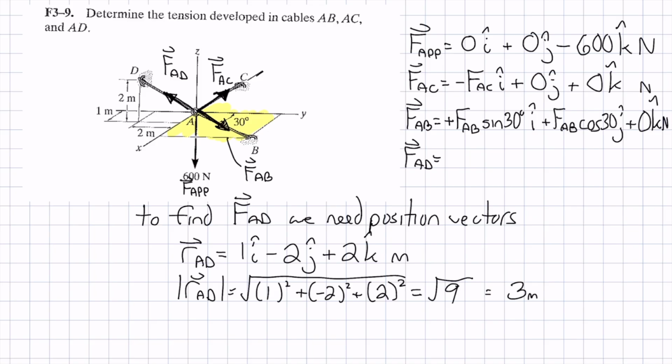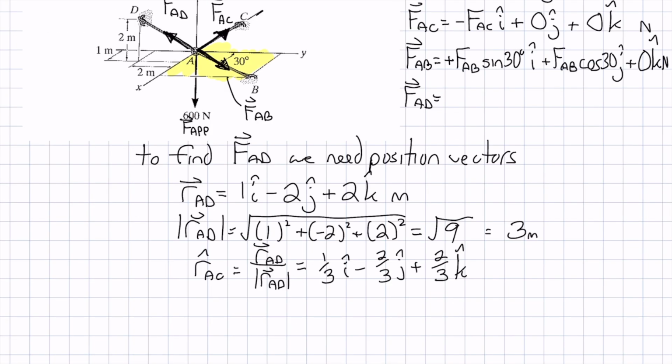So that means that what we can do is turn that into a unit vector: 1/3 i hat minus 2/3 j hat plus 2/3 k hat. And there is no unit because it's meters divided by meters, so this just represents a direction. And what that means is we can now write F_AD as the magnitude F_AD times this unit vector.